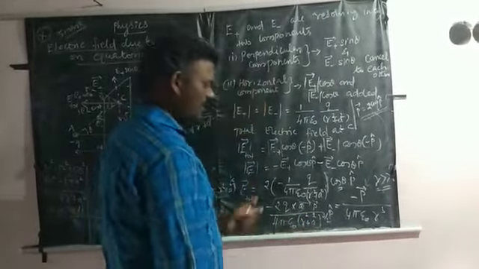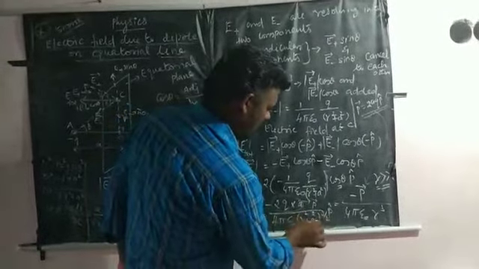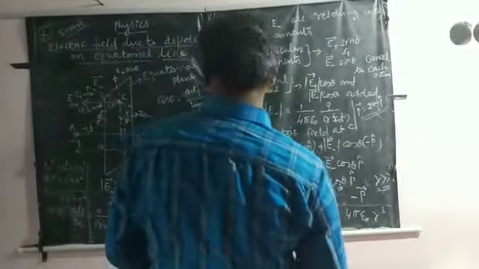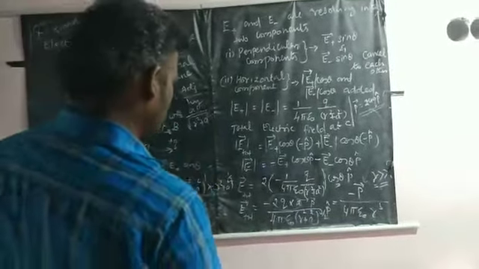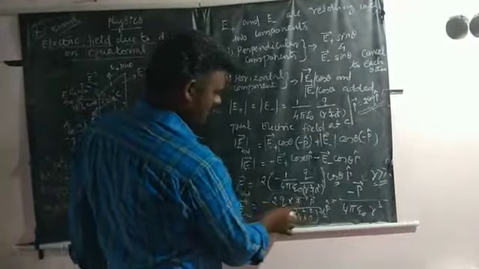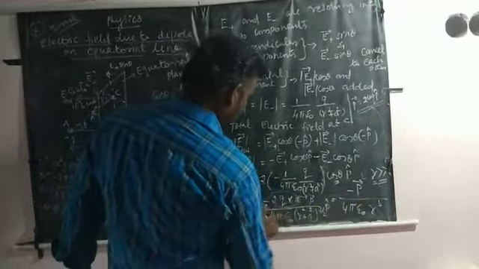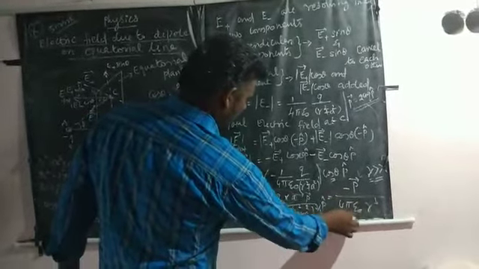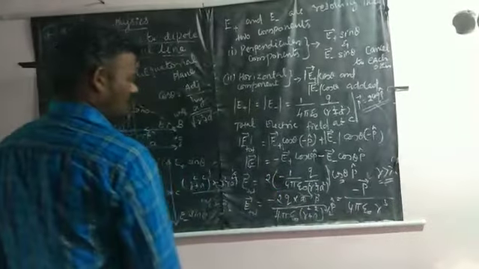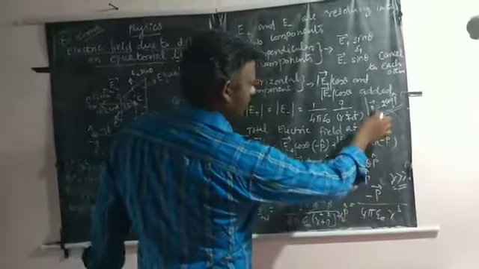Remaining, what is there? r squared. This square and 2 cancel. So only r cube is there. Okay. So minus 2qa is nothing but the electric dipole moment. So minus p vector divided by 4 pi epsilon naught r cube. Okay. Here p vector means 2aq.